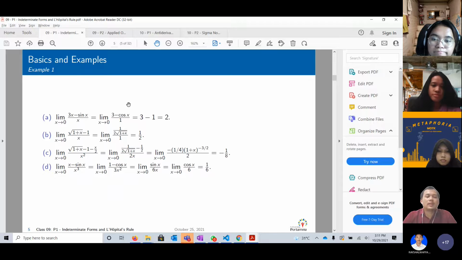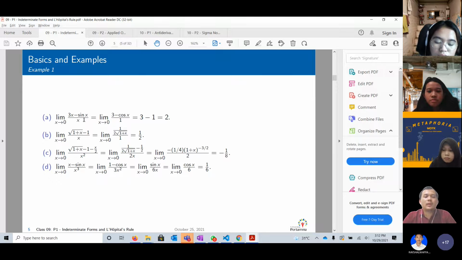So in this case, for the numerator we have the derivative of 3x with respect to x, which is 3, and the derivative of sin x with respect to x is cosine x. So we have 3 minus cosine x. And for the denominator, the derivative of x is 1. So in this case, we can directly substitute x equal to 0, which gives 3 minus 1, which is equal to 2.